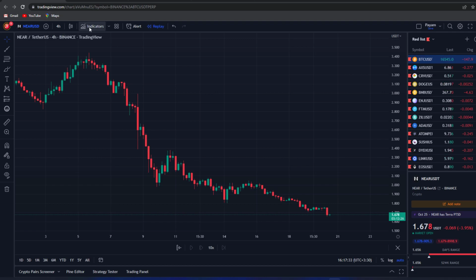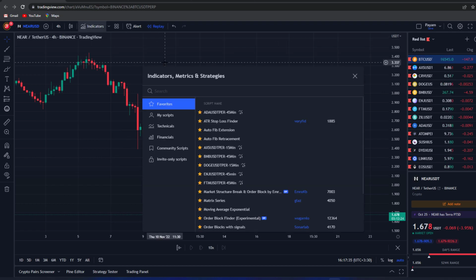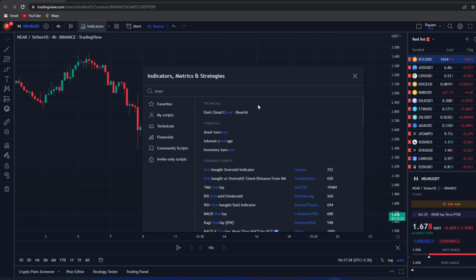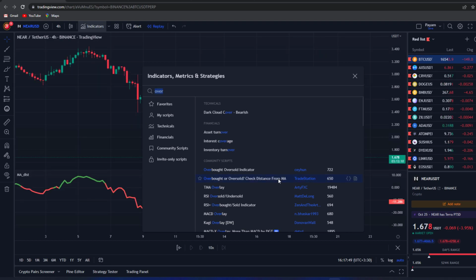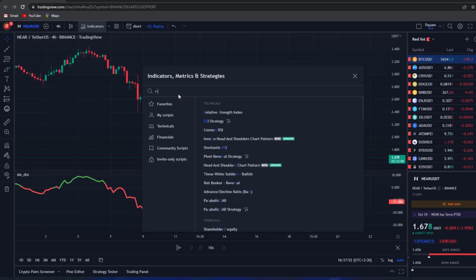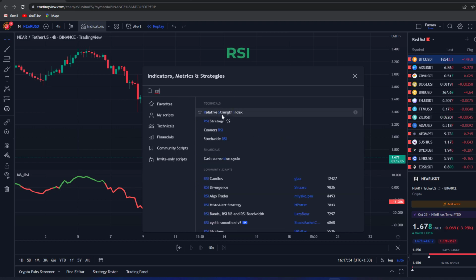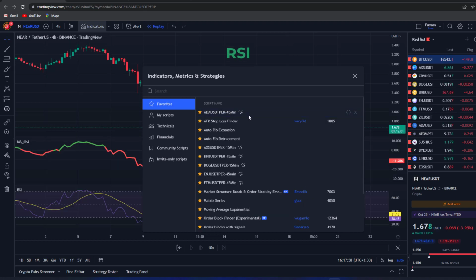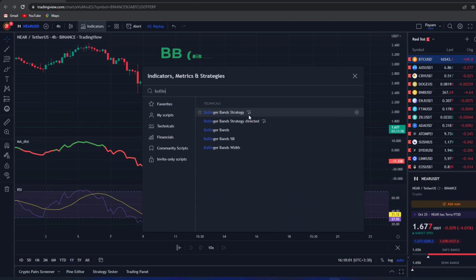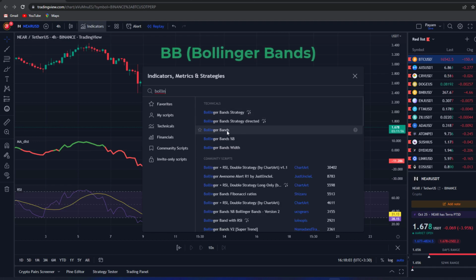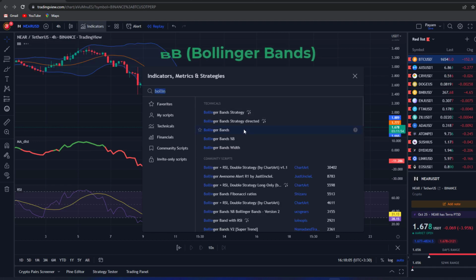Okay, let's go to the indicator section. The first indicator that we are going to add is this one. You type in overbought or oversold, check distance from MA. We are going to add this one. The next indicator that we are going to add is the RSI, Relative Strength Index. And finally, it's the Bollinger Bands, the normal one over here. We're going to add this one as well.